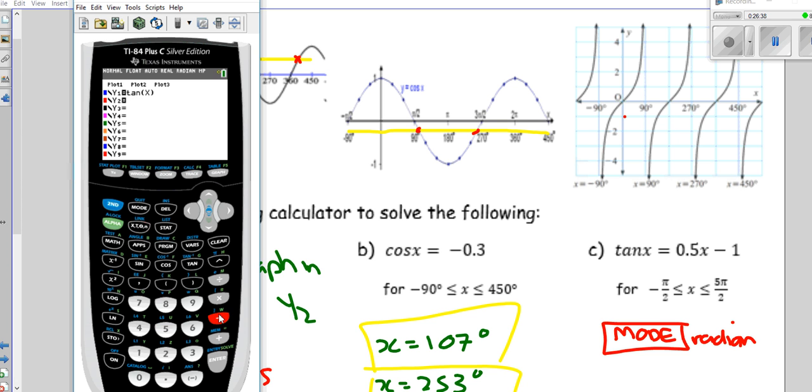Here's what we're talking about. I'll show you. Okay, guys, what should I put in for my X min? The X min should be pi over 2, so -180. Oh no, it needs to be in radians. You need to put in exactly that, so then just put that.